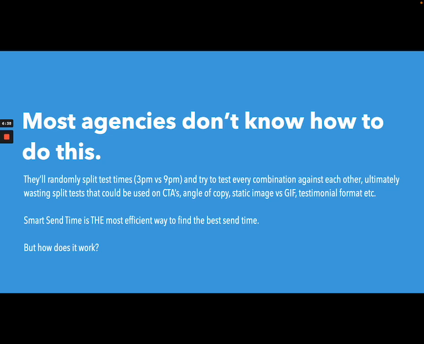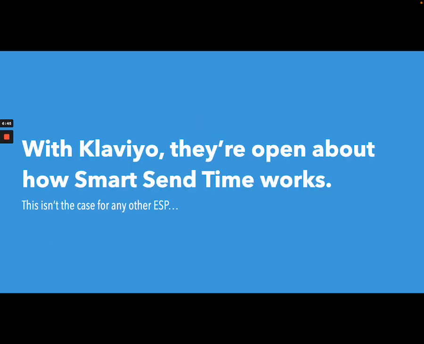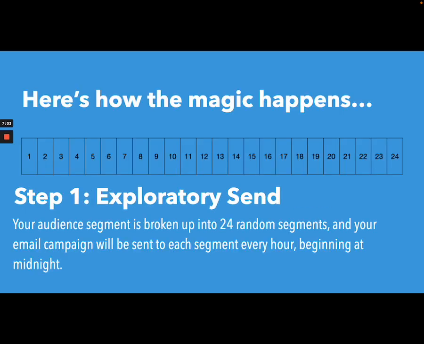But how does it work, essentially? So Klaviyo, they're actually pretty open about this. A lot of ESPs are not. They don't want to tell you how they do it. There's some secret algorithm, secret sauce. Ultimately, they just don't want to tell you. But with Klaviyo, it's very scientific, and it's very easy to see how it works and why it's the best way to do things. So essentially, this is kind of a breakdown of how it happens.